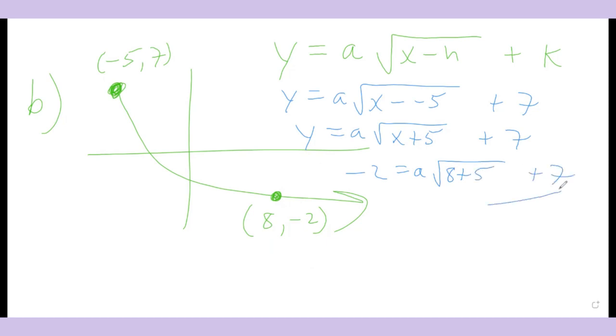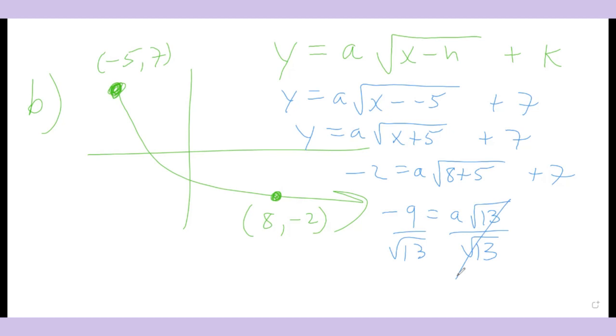And then we can subtract 7 from -2, and that'll be -9. And this is a, and then square root 13, because 8 plus 5. Now, the square root 13, just leave it like that. You don't have to go decimal. No, just leave it square root 13 and divide it below the -9. And boom, that reveals to us the value of a.